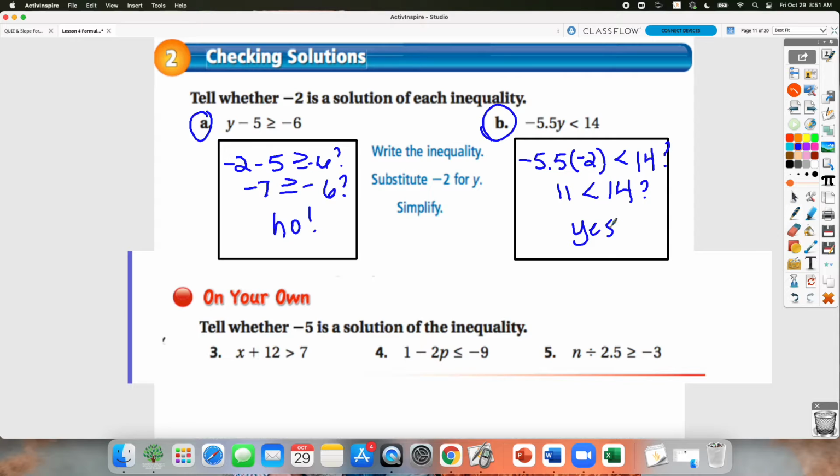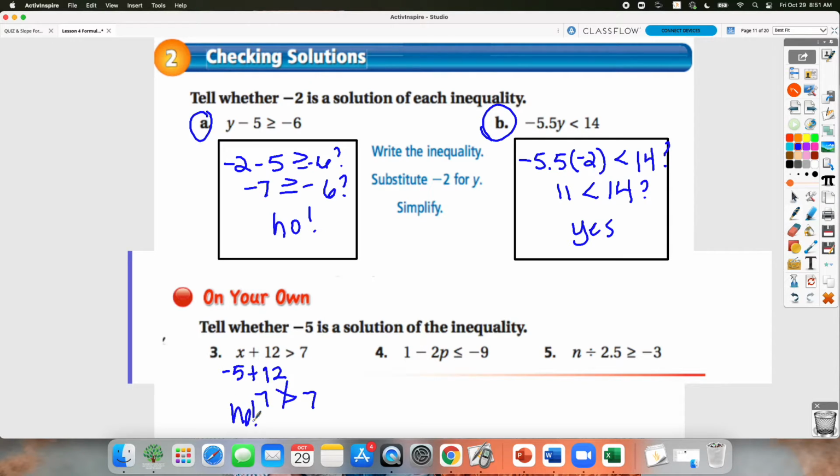All right, so what about number 3? If I substitute negative 5, because they're asking us if negative 5 would be part of the solution set, would negative 5 plus 12 give me something that's greater than 7? No. It'd be equal to 7, right? Negative 5 plus 12 gives me 7 exactly. And 7 is not greater than 7. It would be equal to 7. So that one would be a no.